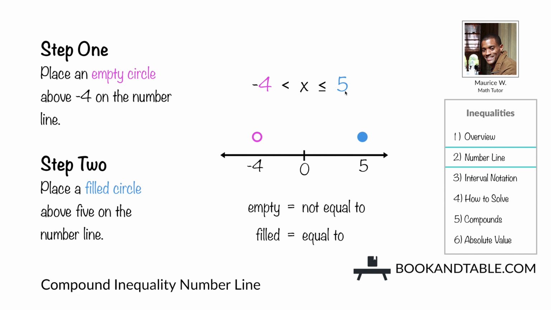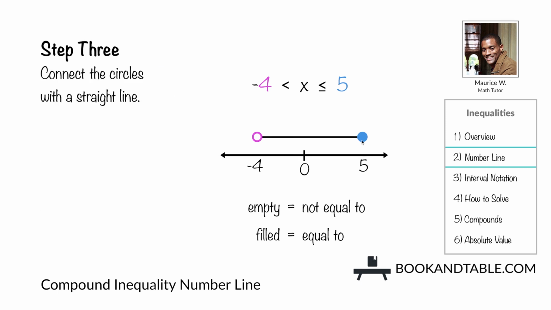Step 2, draw the circle for the other end of the expression, so it would be +5. So we place a filled circle above 5 on the number line. And then step 3, we connect the circles with a straight line. So draw the circle that represents the smaller value in the inequality, draw the circle that represents the largest value in the inequality, and then draw a straight line to connect those two circles.